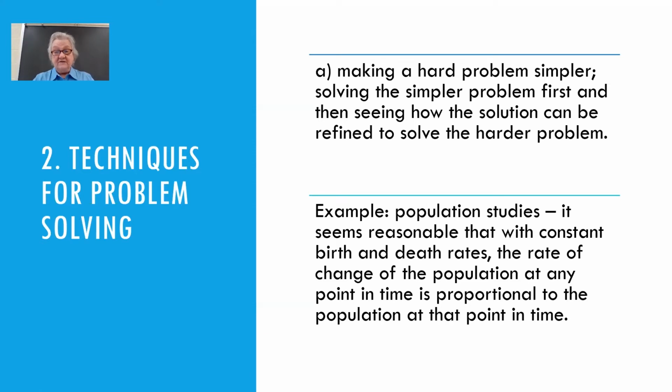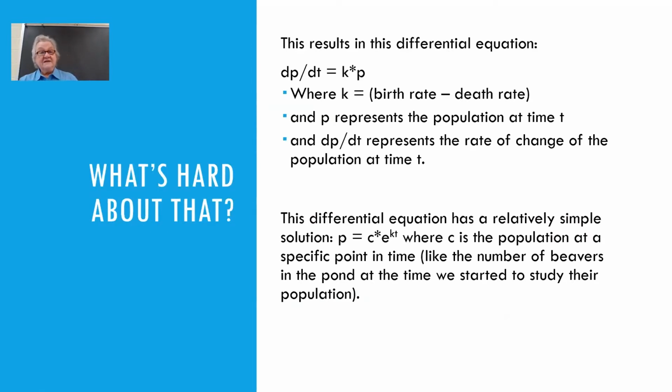So get ready, there's a differential equation coming up. So grab on to the side of your chair. This results in this differential equation. The derivative of p with respect to t is equal to k times p. What is k? k is the birth rate minus the death rate for whatever population you're talking about. p represents the population at a point in time. And the derivative of p with respect to t represents the rate of change of the population at time t.